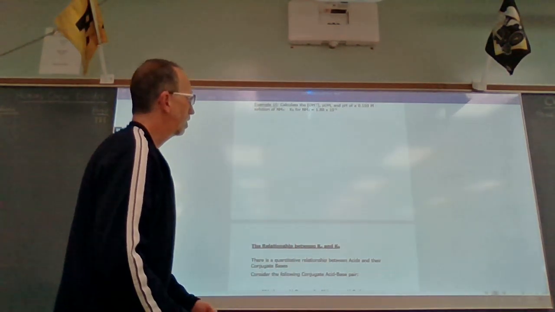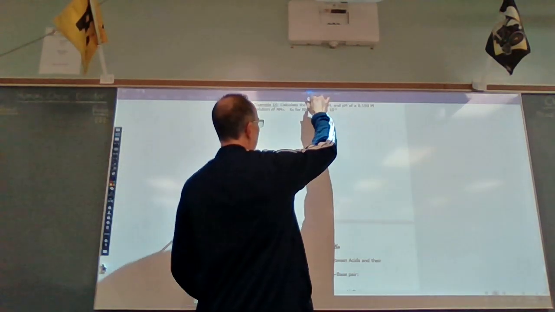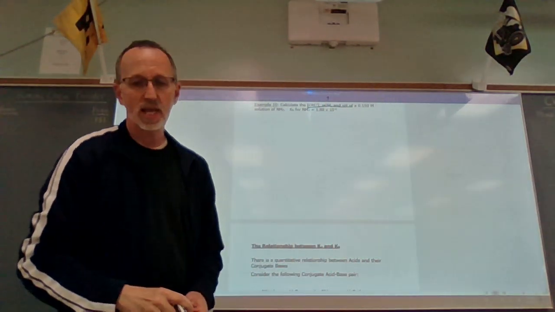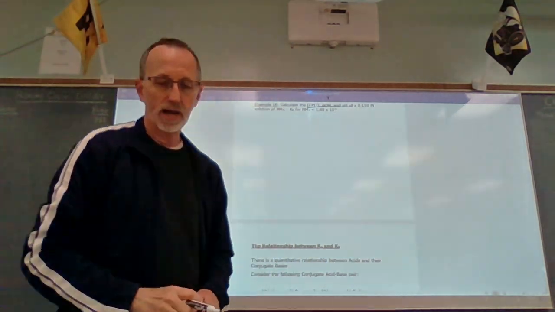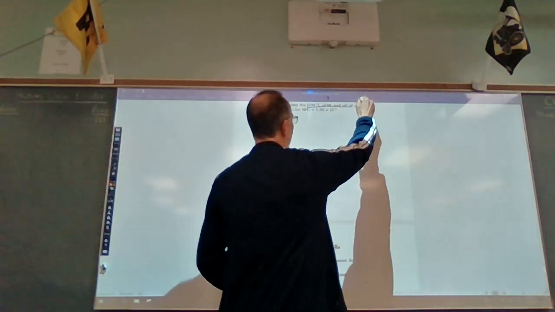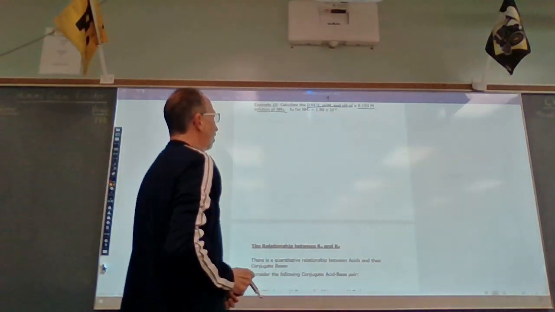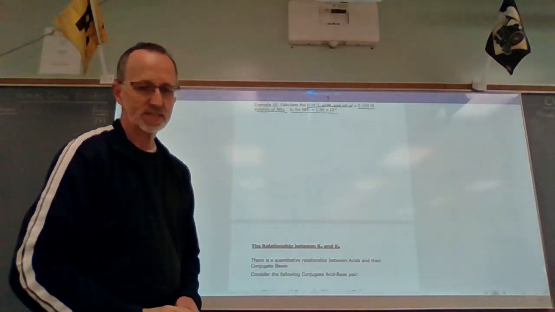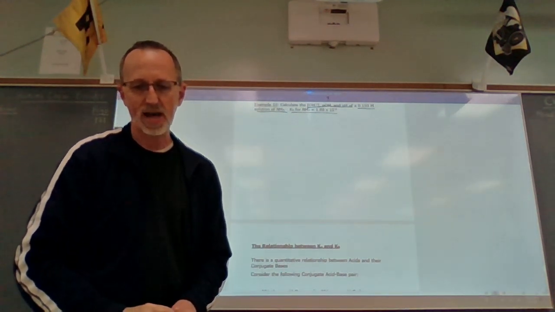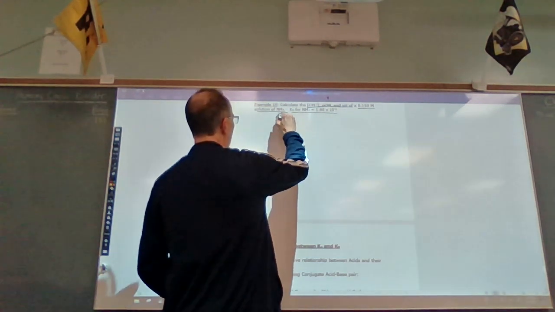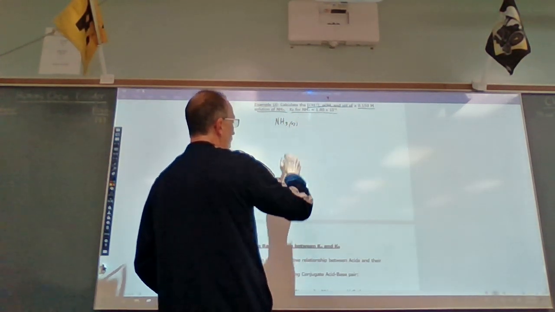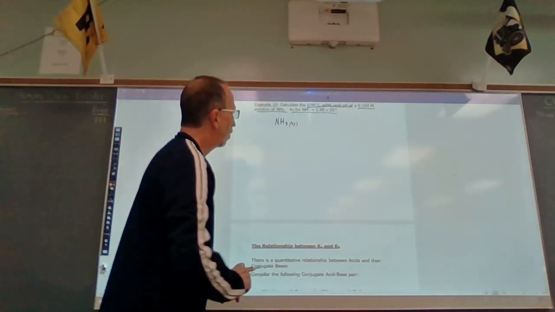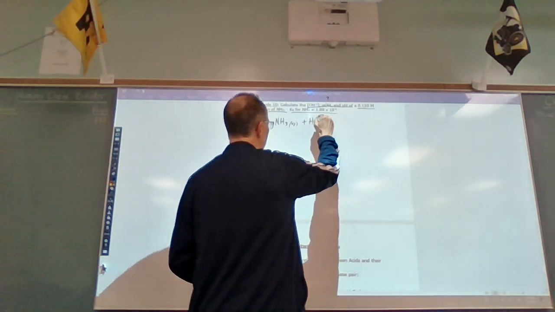This one asks us to calculate the hydroxide concentration, the pH or the pOH, and the pH of a 0.150 molar solution of ammonia. Here is the Kb for ammonia, 1.80 times 10 to the minus 5. So we'll write our equilibrium equation. Remember, for a base, there is no shortcut. We have to add the water molecule to it.